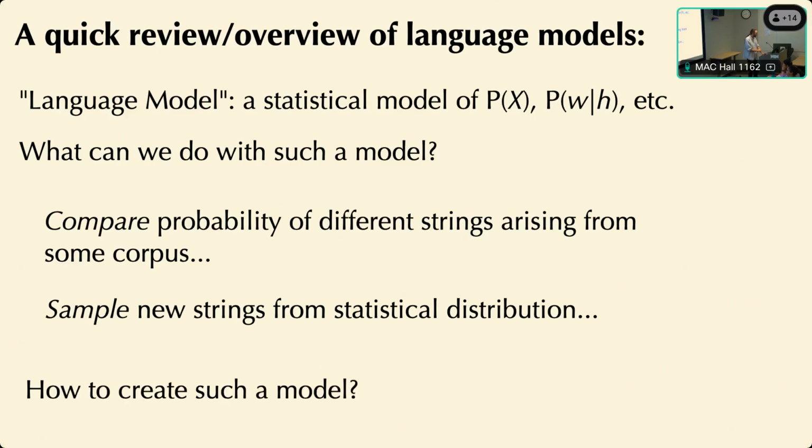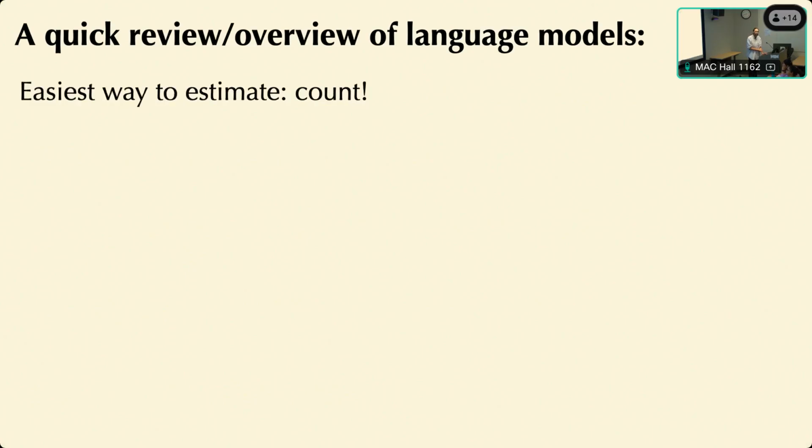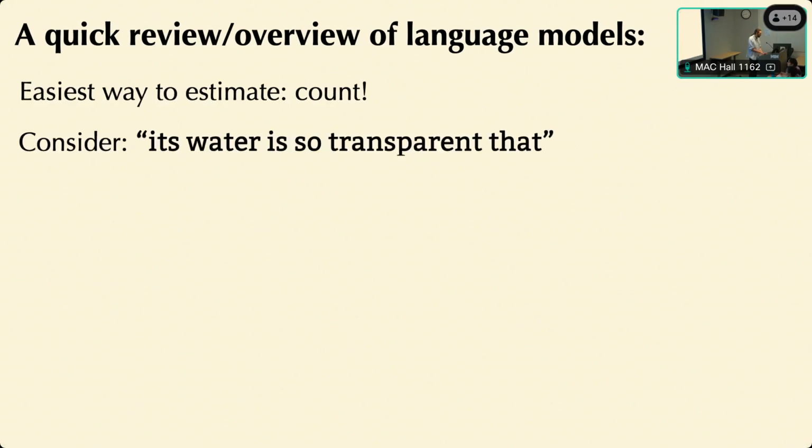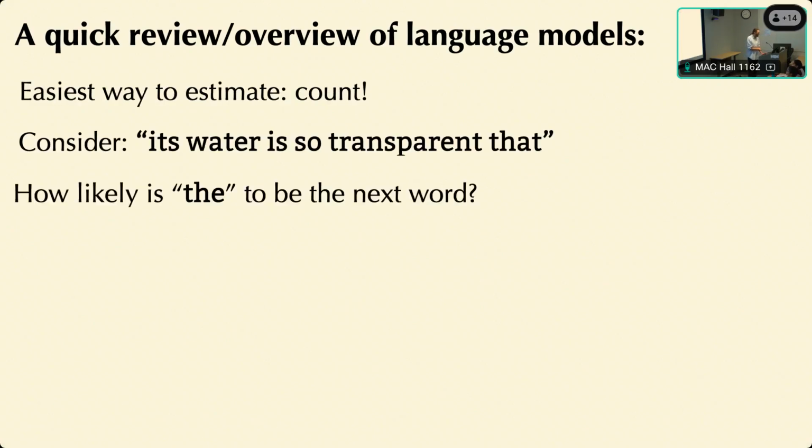So how do we build a model like that? The easiest way is to count. You count words and you do a maximum likelihood estimate of their frequency. So if we have a sentence, its water is so transparent that, how likely is the to be the next word? Well, that's P(the | its water is so transparent that). The maximum likelihood estimate of that is the count of how many times it did follow that phrase versus how many times we saw that phrase at all.